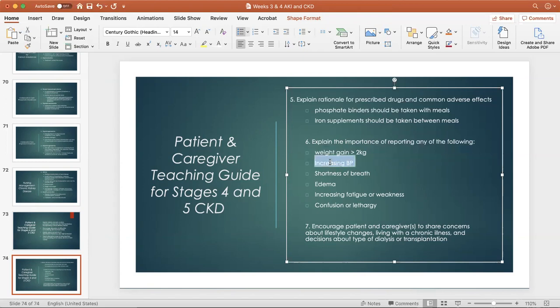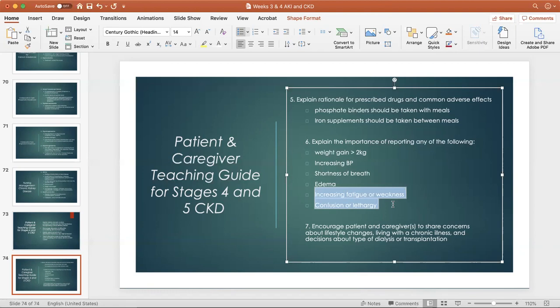Increasing BP, we know why. Shortness of breath, we know why. Edema, we've talked about. Increasing fatigue or weakness and confusion and lethargy. These are all about electrolytes and neuropathy, right?